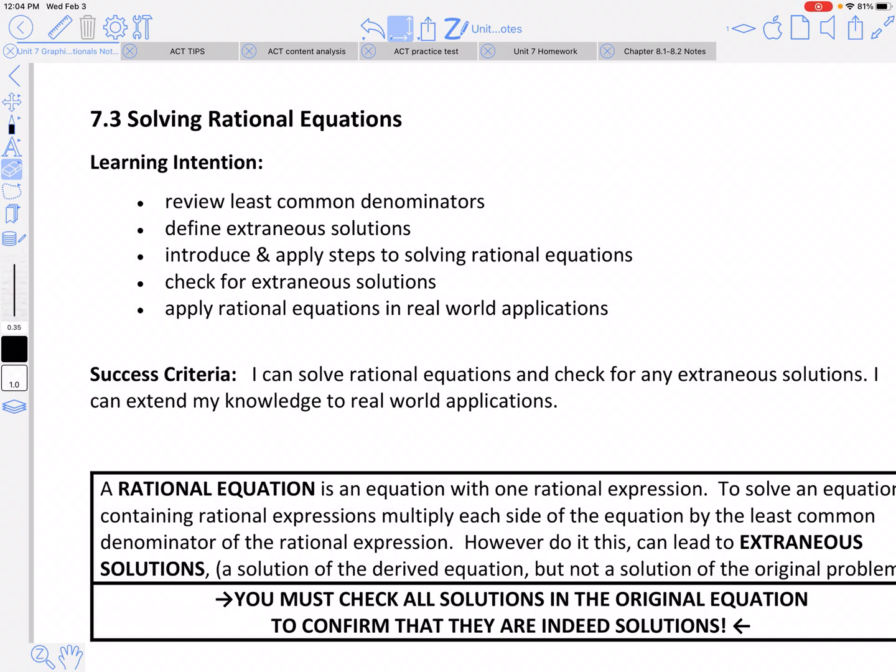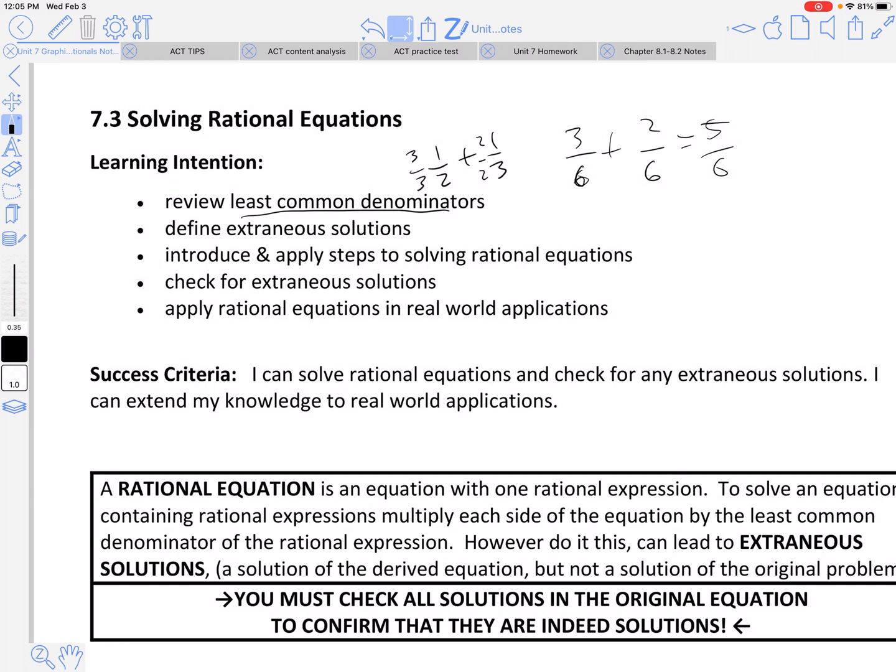7.3, solving rational equations. Our goals today: review least common denominators. If you remember, when you have to add or subtract fractions, you can't do that unless they have the same denominator. So remember, we usually multiply them by each other. And so then we get 3 over 6 plus 2 over 6, and then we get 5 sixths. So least common denominator, that's what we need to do in order to solve rational equations.